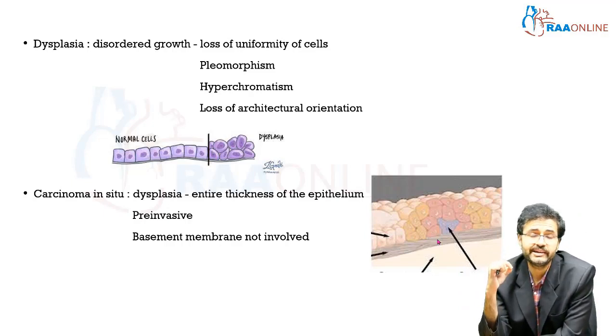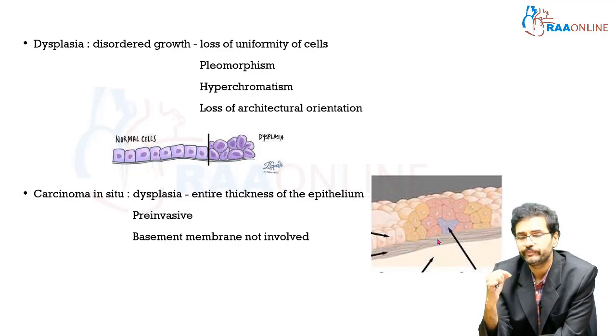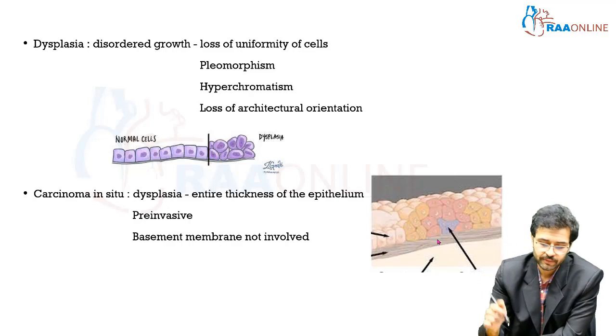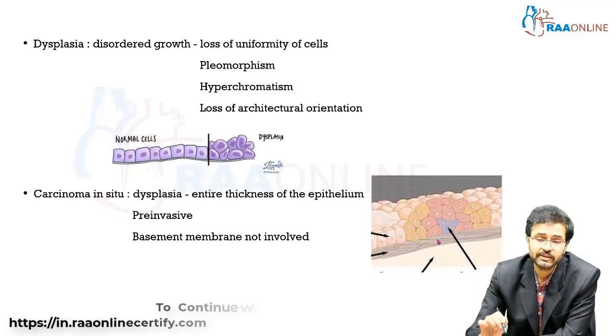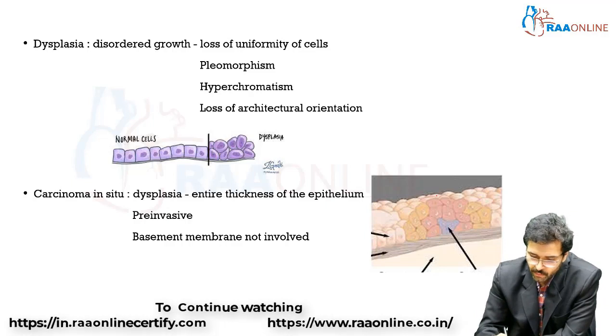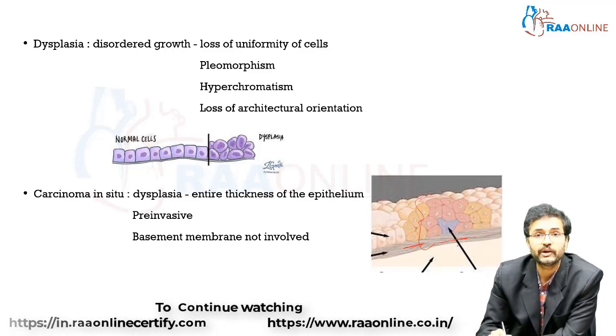So basically, it is a pre-invasive lesion. Carcinoma in situ is basically a dysplasia involving the entire thickness of epithelium. The basement membrane is not involved and it is pre-invasive. So this is a picture which is showing us a typical carcinoma in situ. You can see that this lesion is involving the entire epithelial lining, but the basement membrane is not penetrated or involved.